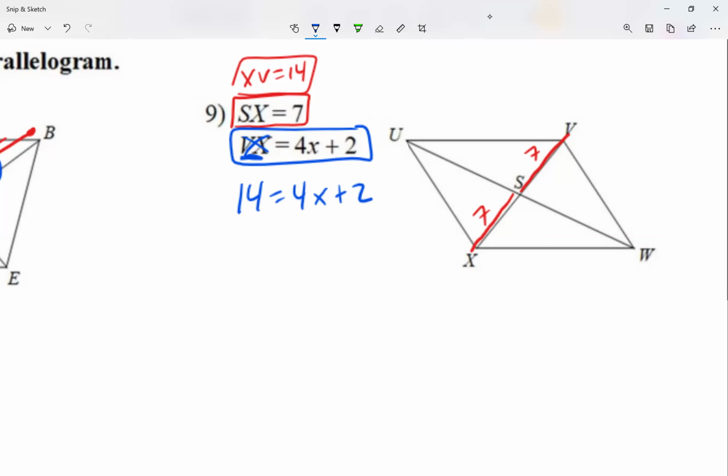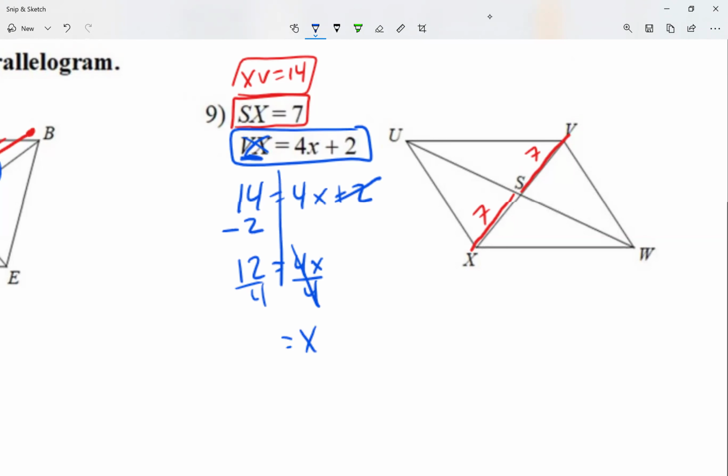Okay, so I can easily solve for x now. I want the 4x by itself, so this plus 2, let me move it over as a minus 2. Don't forget to switch the sign. So I have that 12 is equal to 4x. Let me divide by the number in front, the 4. So that gives me 1x. 12 divided by 4 is 3. So x is equal to 3.